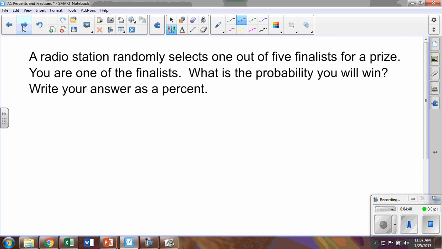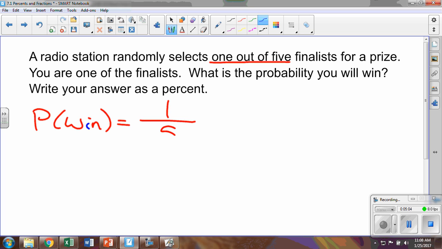Okay, consider a word problem then. Radio station randomly selects 1 out of 5 finalists. You are one of the 5 finalists. What is the probability that you win? Well, in our last unit, we would have simply said it's the probability 1 out of 5. And we were stopping there, we were done with the ratio. However, write your answer as a percent.